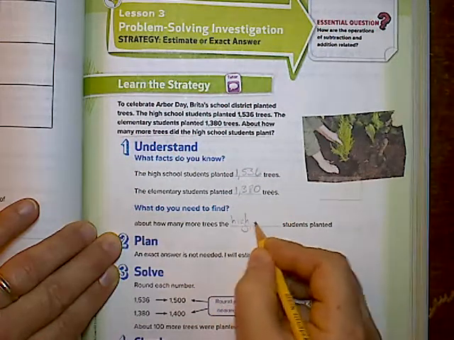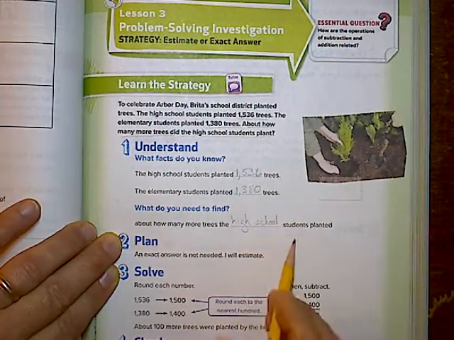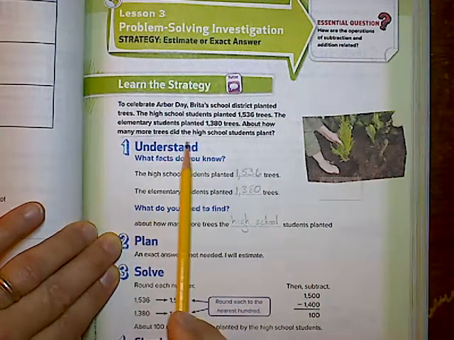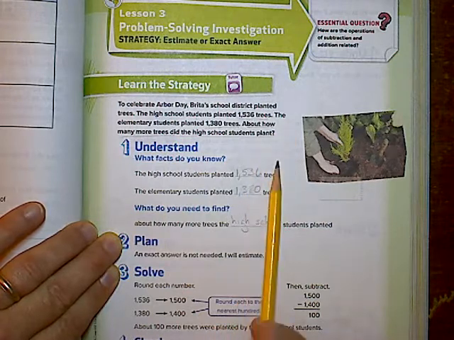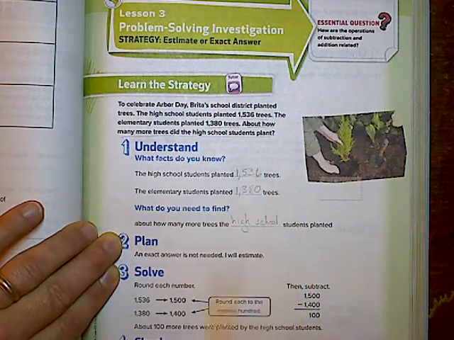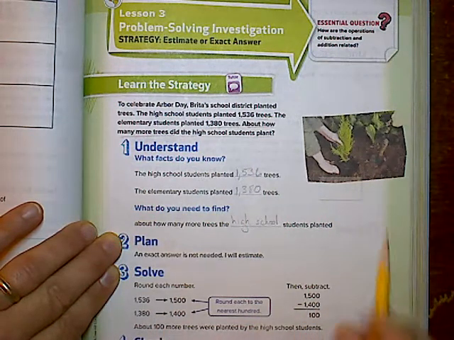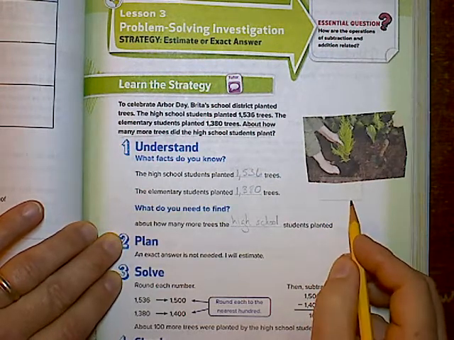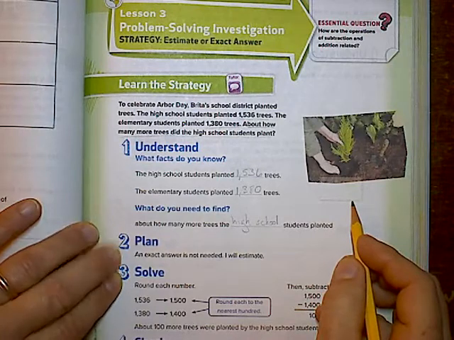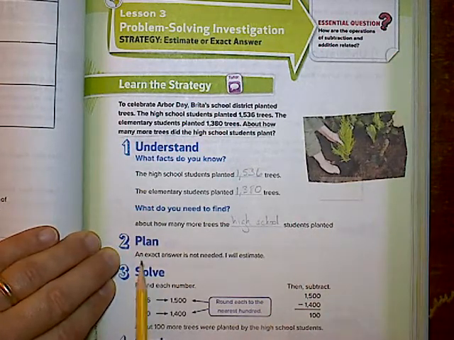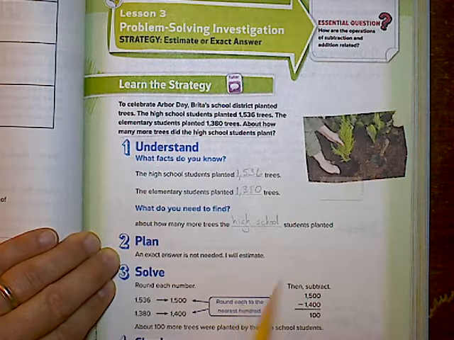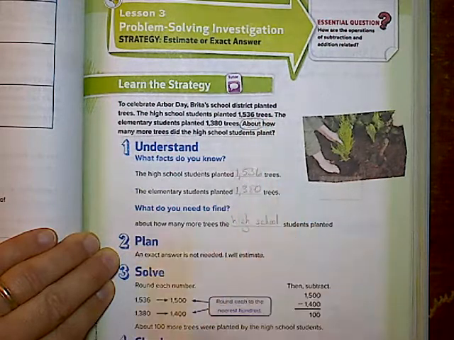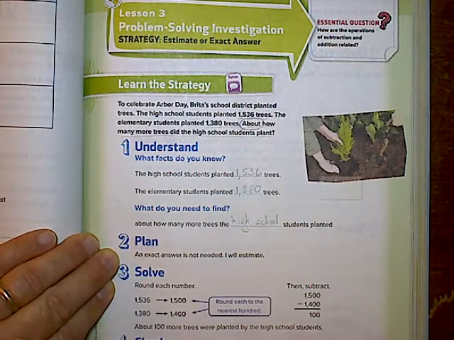Since they're the ones we're finding out how many more, they should have the bigger number. Remember, we said anytime you're comparing or using how many more or how many fewer, you're going to subtract. So we know we're subtracting. Since this number is bigger, it's going to have to be on top. But do I have to go through the process of doing the entire actual problem, or can I just estimate? Well, it says an exact answer is not needed. I will estimate. And hopefully you realized because it has the word about in it, I don't need the exact answer.